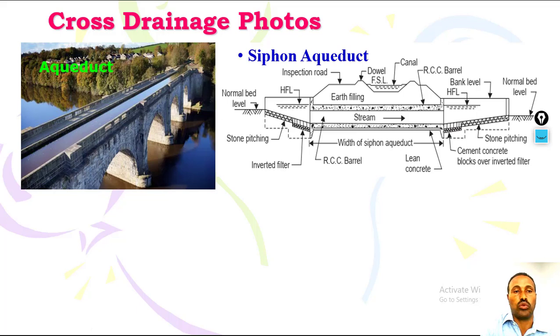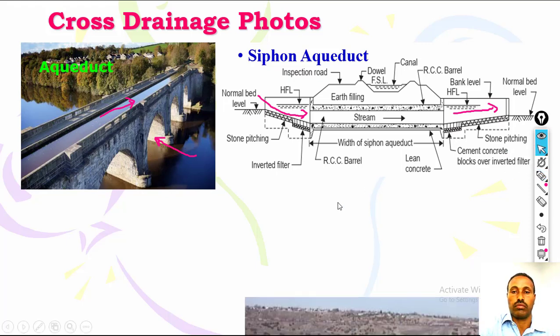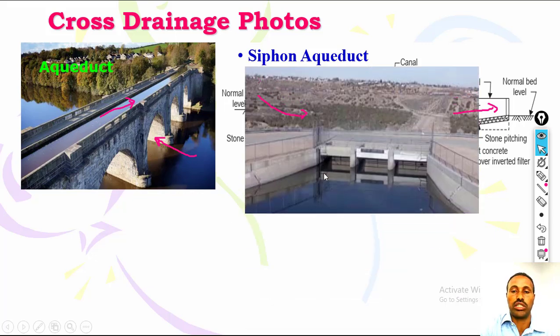So cross drainage photos, you can see this is an aqueduct. You can see the drainage is going below this. You see, this is the drainage, but this is the canal or water conveyance structure. So this is aqueduct. You can see water is going like this, then it will go like this. This is siphon aqueduct. It will go under siphoning action.